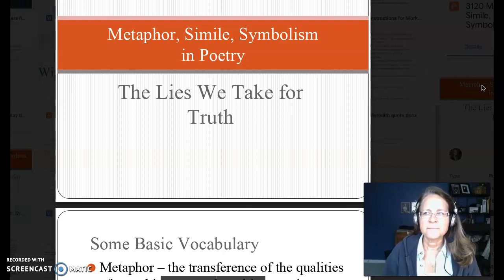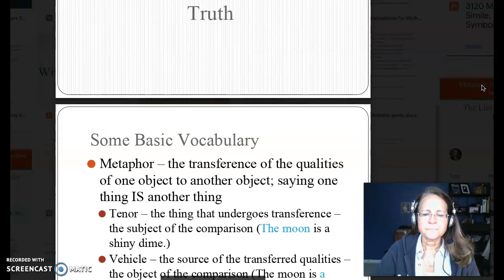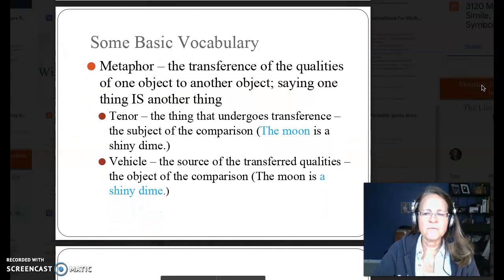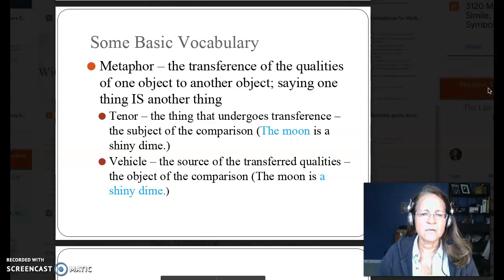When I say the moon is a face or a dime, I'm asking my reader to accept a lie as truth, not as a literal truth, but as an imaginative, perhaps ideological truth. So some of the basic vocabulary that we use to describe the various types of comparisons that are made in poems are some of the following words.